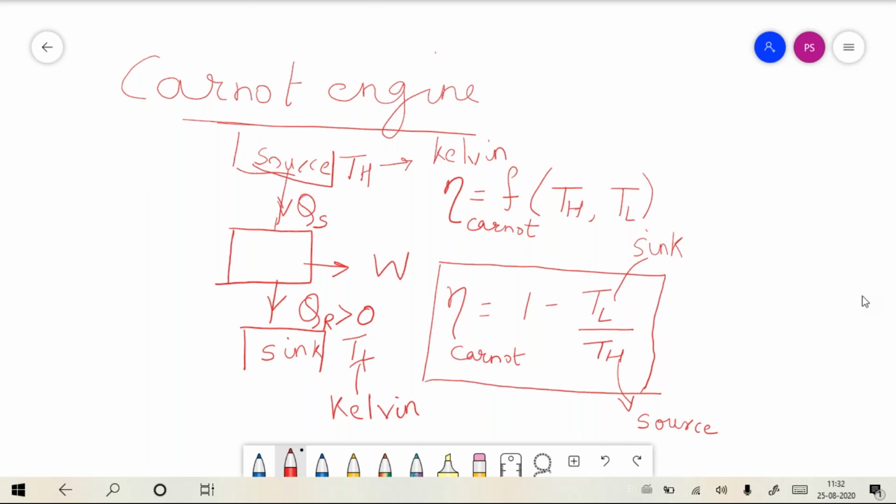So obviously the efficiency would be 1 minus TL, that is 30 plus 273, upon 800 plus 273, which is nothing but 1 minus 0.282 or something like that. So it is approximately 72%. Okay, 72%.